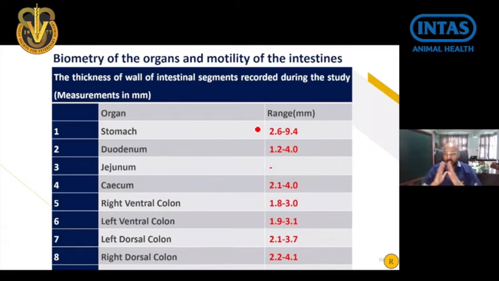Still a lot of work is going on for standardizing things. I'm telling you the values which we have done in mules. And if you talk of the larger horses, you should refer to the work done by Barton and Reef. They have come up with certain calibrating of the various organs, the parts of the intestines.